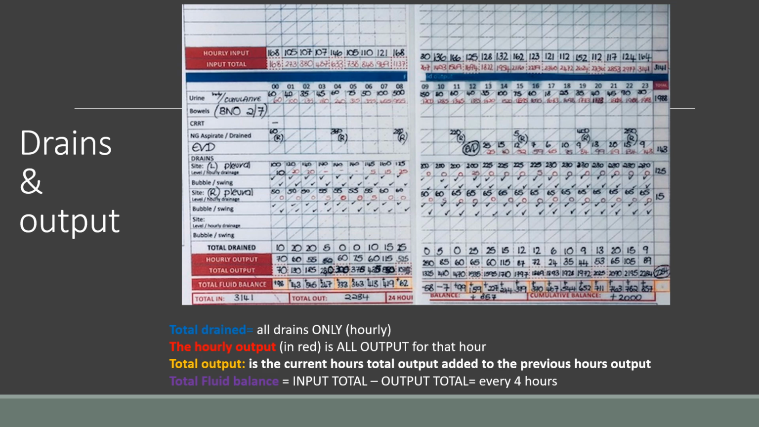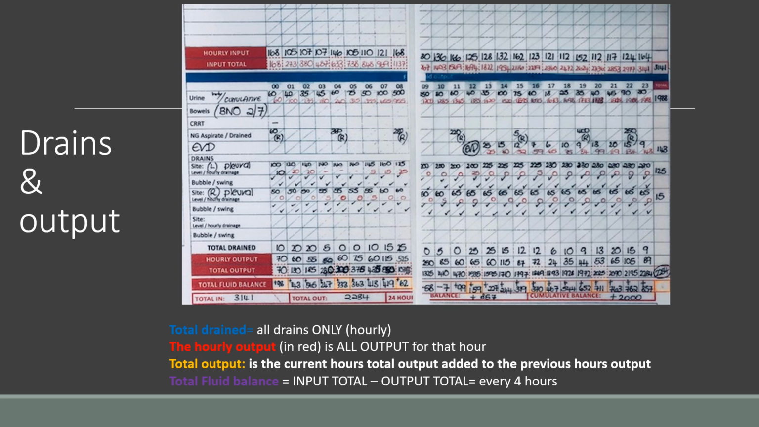We document urine and bowels. So bowels open for the shift gets documented there at the appropriate time. And we also tot up the total drained, the hourly output, the total output, so that's the running total output, and then the total fluid balance.